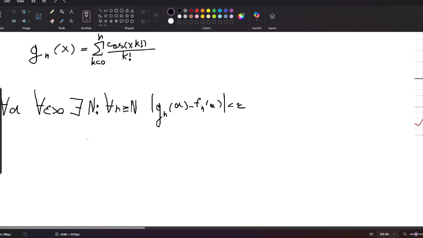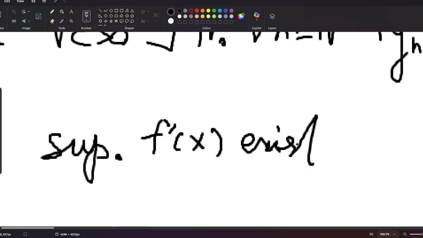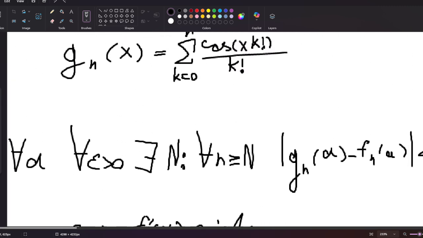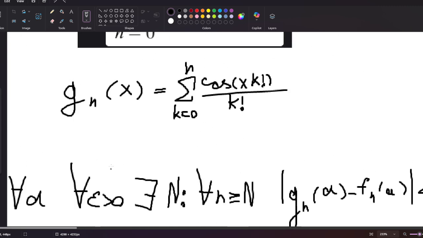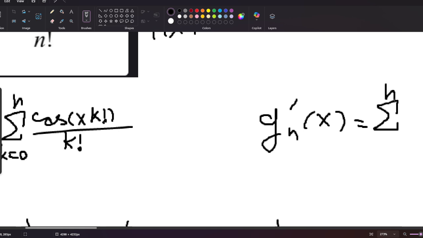Now, suppose that the derivative of f of x exists. Using that, I'm going to show that there exists a sufficient n such that the derivative of g n of x is going to be close enough to the derivative of f of x. So what's going to be the derivative of g n of x? Well, let's differentiate it. It's a finite sum, so we can just differentiate the individual elements here. It's no trouble.